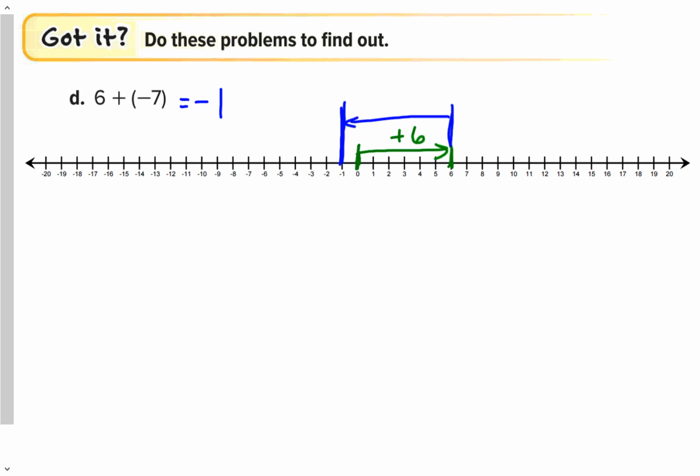Okay, and again, if we're going to do this with our absolute values, we notice they have different signs, so we're going to subtract them. So 7 minus 6 is 1, and we have more negatives, so the answer is going to be negative. So if we're looking at our number line, we took more steps to the left than we took steps to the right, and that's why the answer is negative.